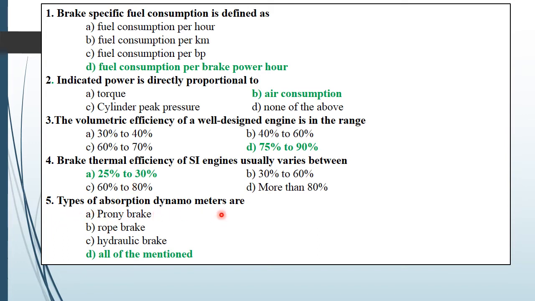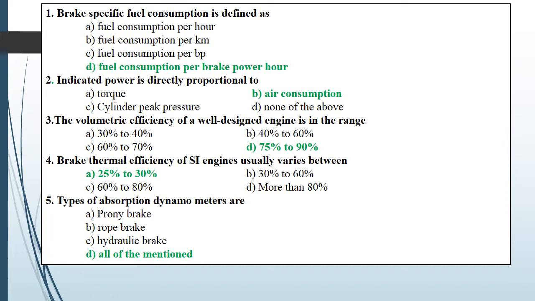Next, the types of absorption dynamometers are Prony brake, rope brake, hydraulic brake, all of the mentioned. So the answer is D, all of the mentioned. Prony brake, rope brake, hydraulic brake, these are the various types of absorption type dynamometers. So what is an absorption type dynamometer?